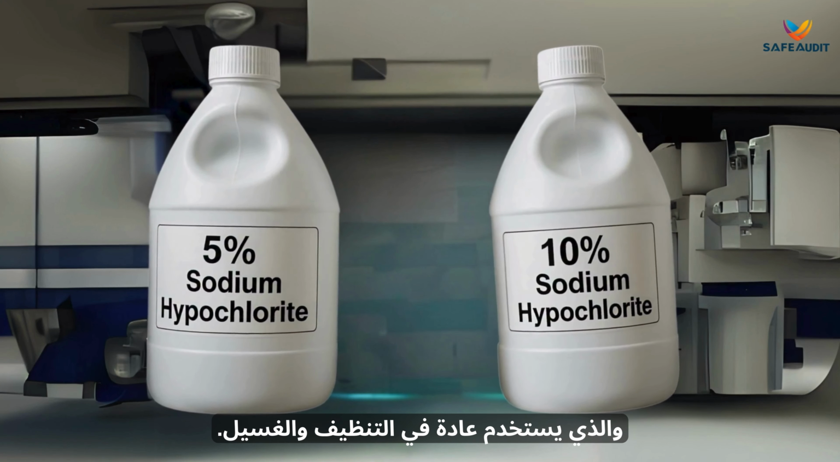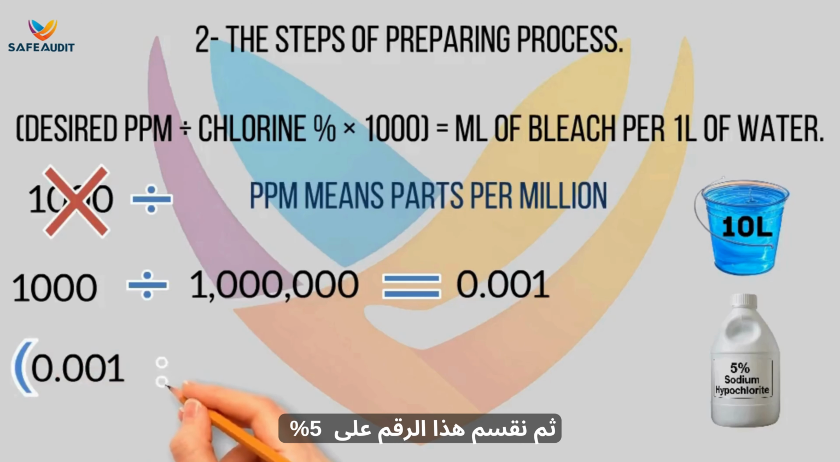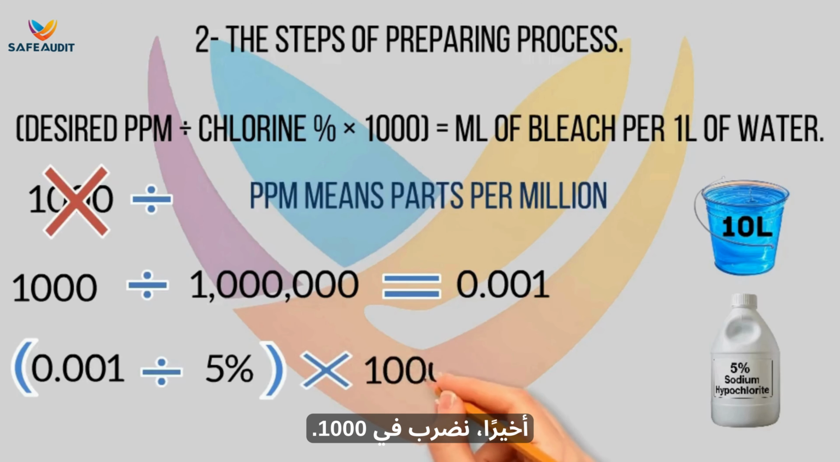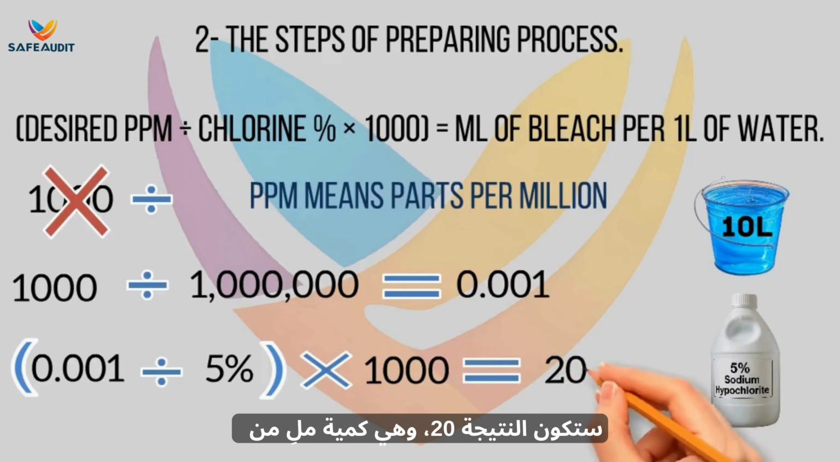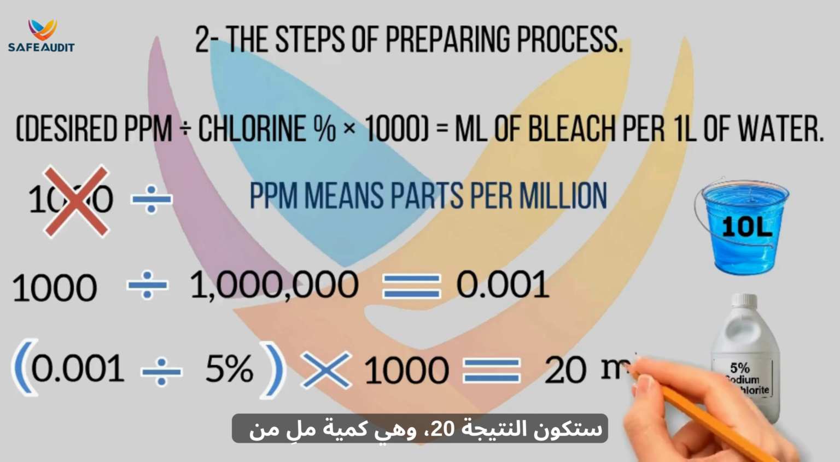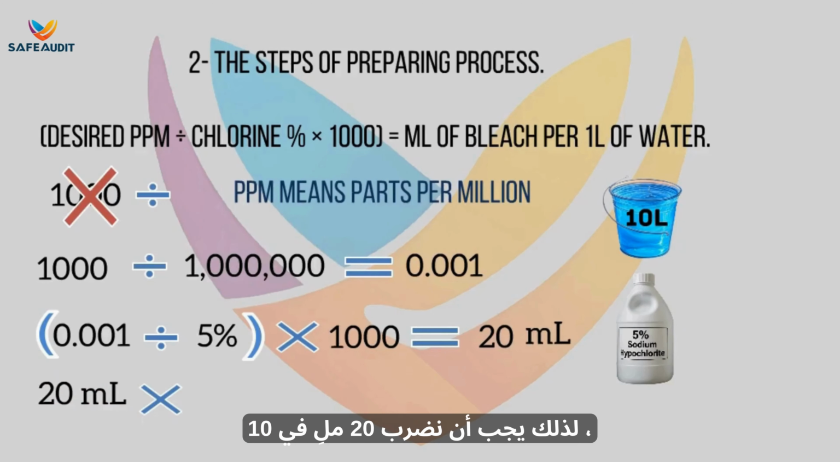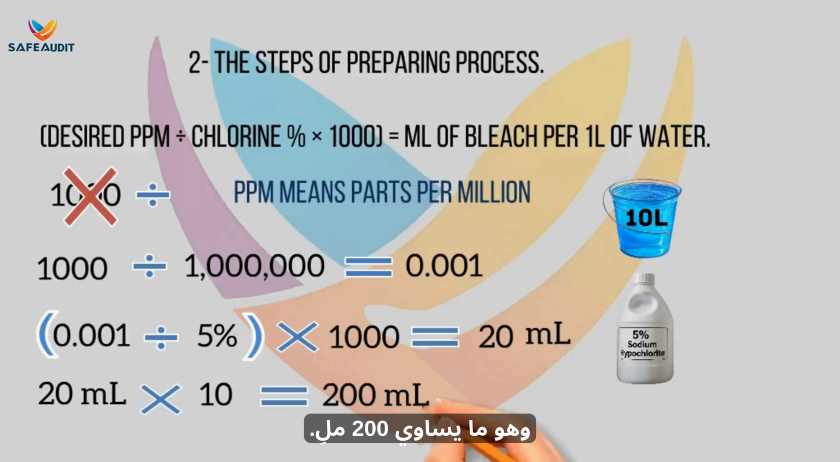No, that's wrong. Remember, ppm means parts per million, so we need to divide 1000 by a million, which equals 0.001. Then we divide this number by 5%, which is the percentage of the bleach you use. Finally, multiply by 1000. The result will be 20, which is the amount of milliliters of bleach you need to put for each 1 litre of water. We use 10 litres of water, so we must multiply 20 milliliters by 10, which is 200 milliliters.